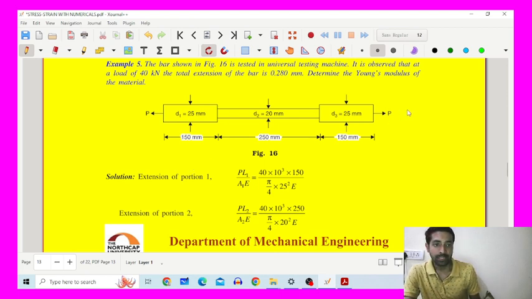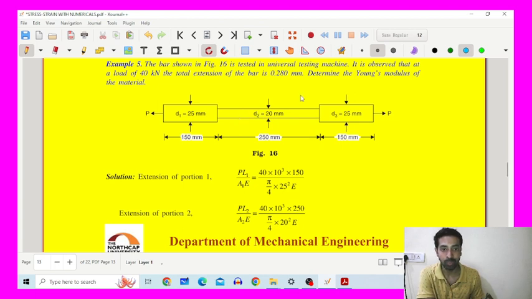You can see the example. When we consider this example, in this particular problem, it is seen that a bar, or let's suppose a rod, is given, which is tested in a UTM machine. The purpose of the UTM machine is to test the tensile strength or compressive strength. I have already explained the concept of stress and strain, how to plot the diagrams, and what are the important points which we infer from the mild steel or cast iron diagram. It is observed that a load is applied, the total extension of the bar is given, determine the Young's modulus.